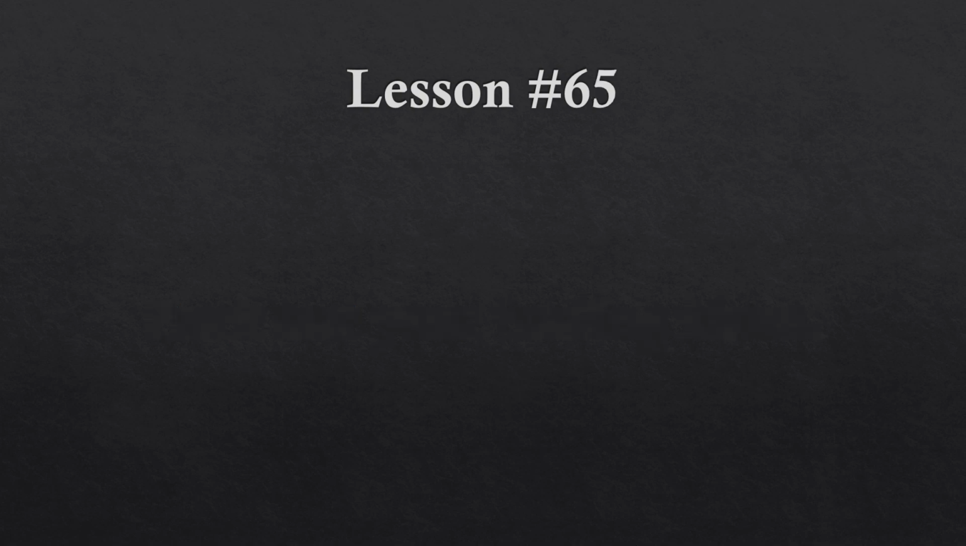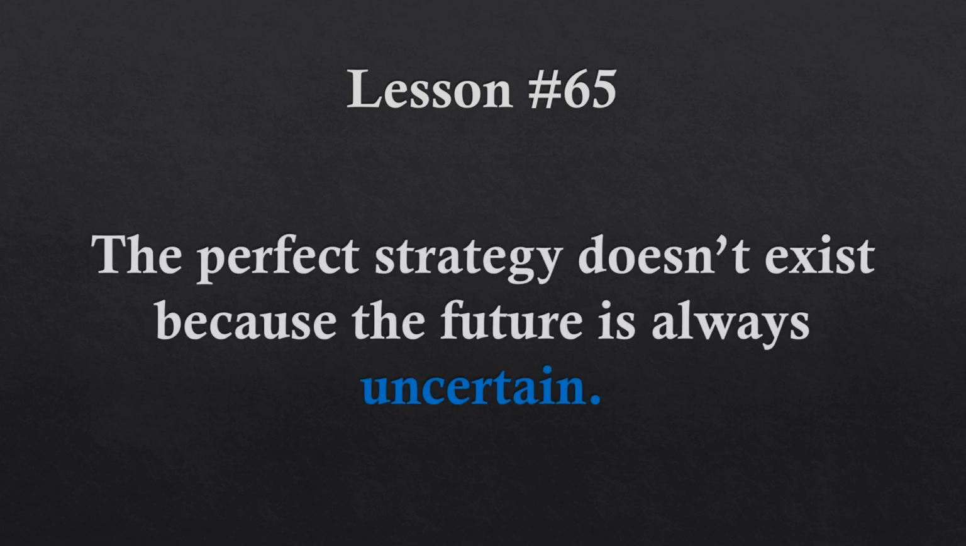Lesson number 65. The perfect strategy doesn't exist because the future is always uncertain. When you trade, you are speculating about the future, and the future is always uncertain to some degree, sometimes more and sometimes less, but uncertainty never leaves the equation.